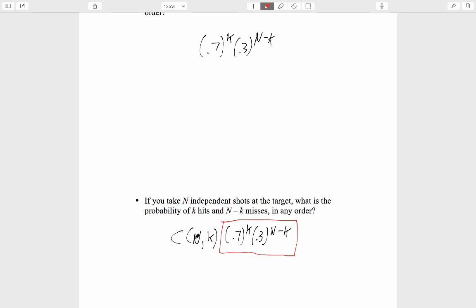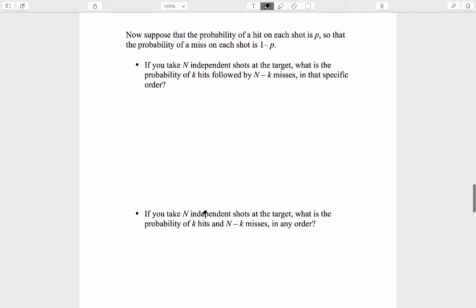So number of shots taken, choose number of hits, is exactly the right entry from Pascal's triangle to count how many copies of this number in red need to be added up to find the probability of k hits and n minus k misses in any order. If you believe that, now suppose that the probability of a hit on each shot is p, not necessarily 0.7, but we're just going to call it by a lowercase p, so that the probability of a miss on each shot must therefore be 1 minus p. If you take n independent shots at the target, what is the probability of k hits followed by n minus k misses in that specific order?